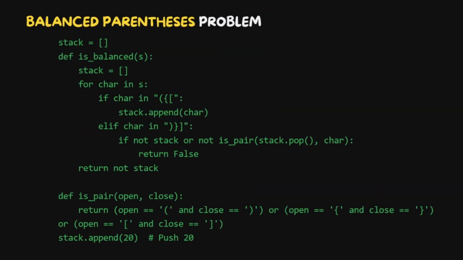Here's the Python code to implement this solution. So let's break it down. First, we create an empty stack to keep track of the opening brackets. So as we loop through the string, if we encounter an opening bracket like this, then we push, which means we will append it to the stack.